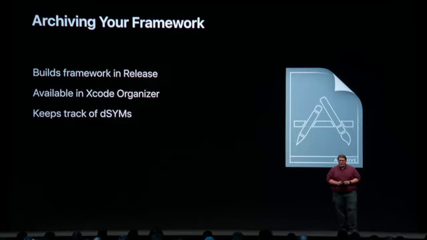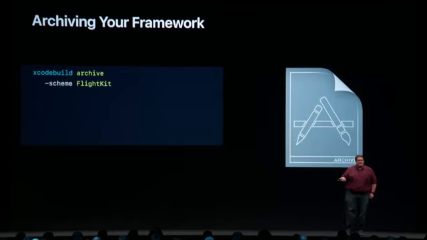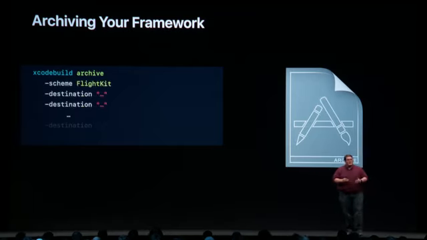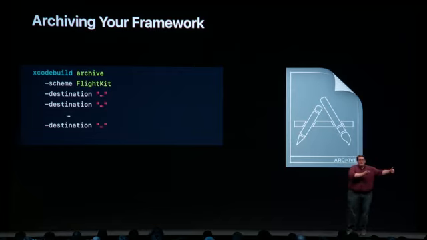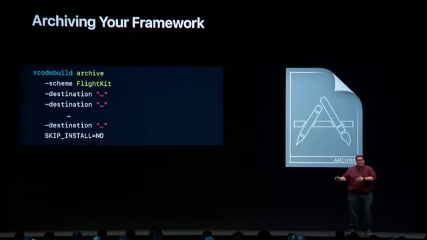To archive your framework, you can use the xcodebuild archive command. You'll pass in the scheme of your framework in your project and list out the destinations that you'd like to compile it for. So if you're building for iOS, this can be one for the simulator, one for the device, and one for the Mac that's running UIKit. You'll also need to pass the SKIP_INSTALL build setting and set it to NO. This tells xcodebuild archive to install your framework in the resulting archive.